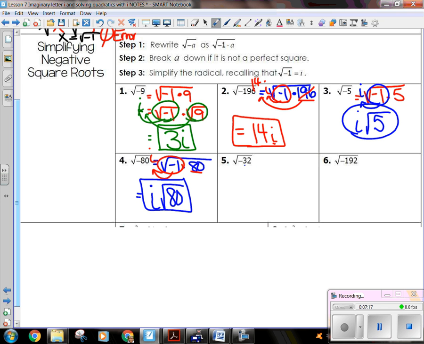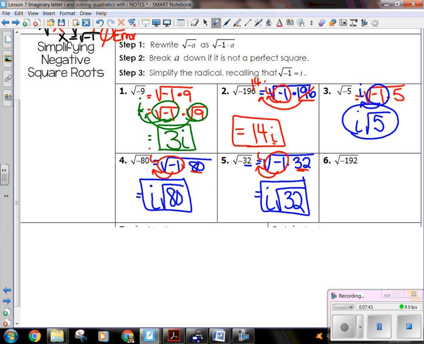Square root of -32, not a perfect square. -1 times 32. The -1 can come out as an i. 32, though, is not a perfect square. 36 is, but not 32. So at the end of the day, i came out. That's the only thing that came out. I still have a square root, and I still have a 32 under the square root.